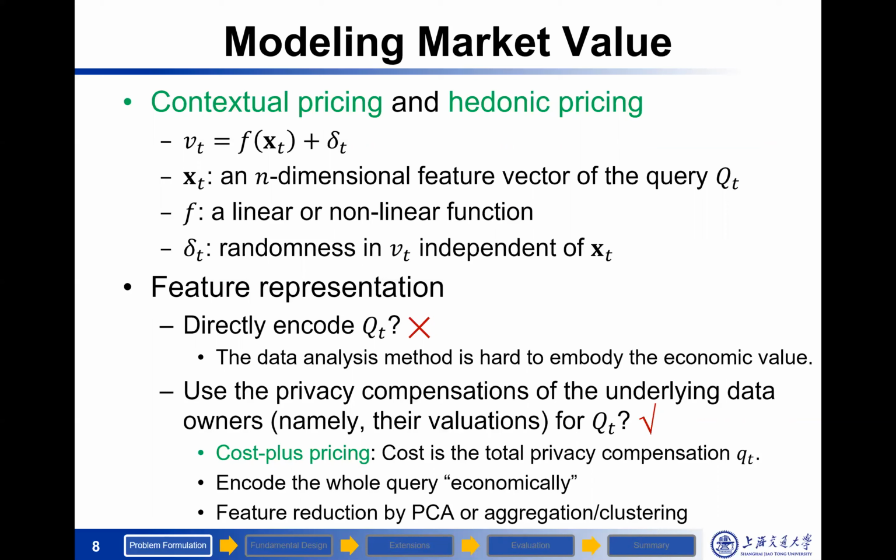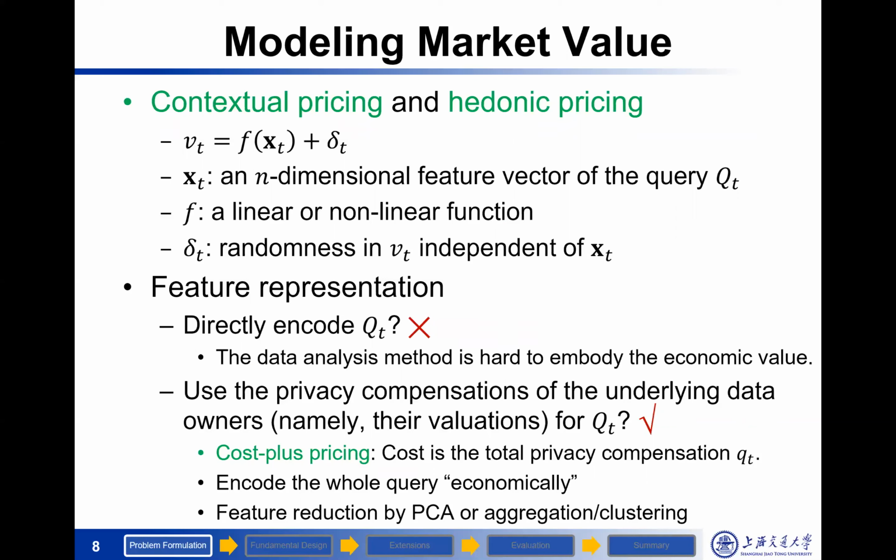We next identify the features for measuring a query's market value. One trivial way is to directly encode the contents of the query. However, the data analysis method is hard to embody the economic value. We turn to using the valuations of the data owners about the query, namely, the privacy compensations, as the feature vector. First, such a feature representation inherits the principle of cost plus pricing, which has been widely used in personal data pricing. The cost is the total privacy compensation, or the reserve price.